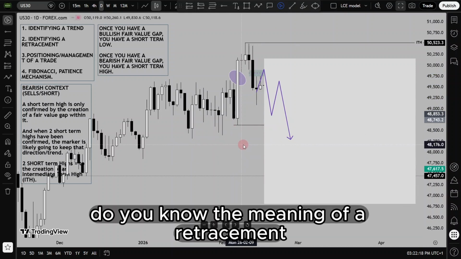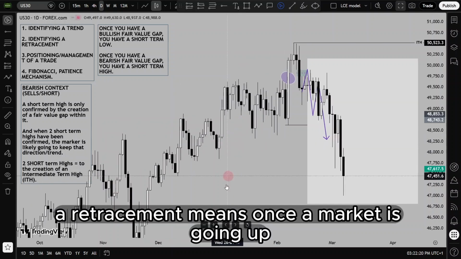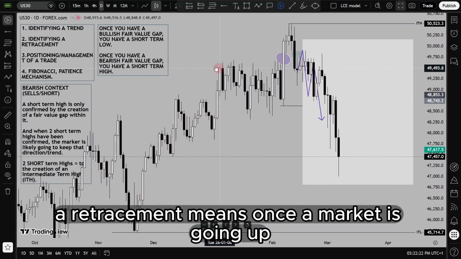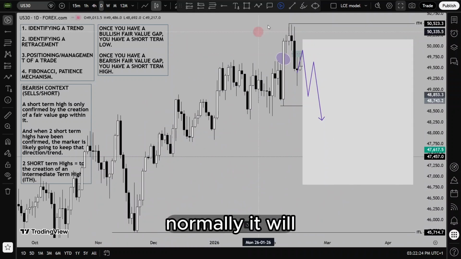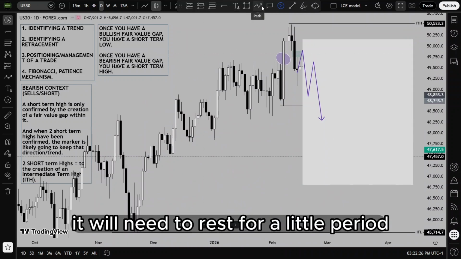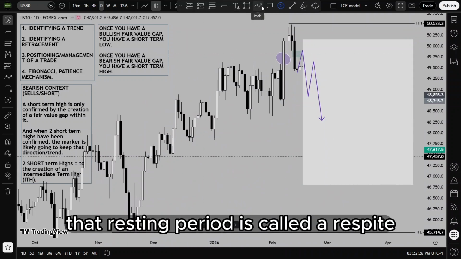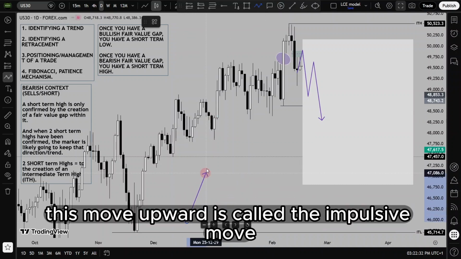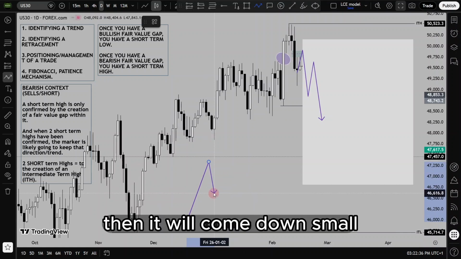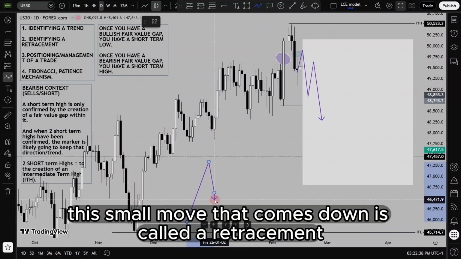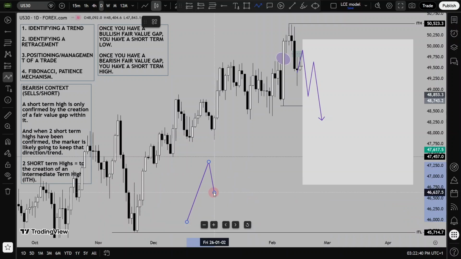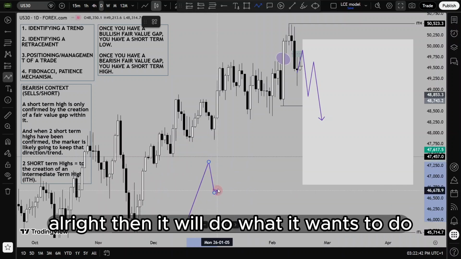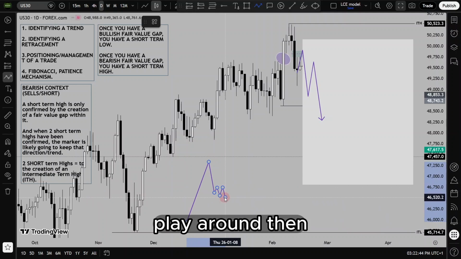Do you know the meaning of a retracement? A retracement means once a market is going up, normally it will need to rest for a little period. That resting period is called a retracement. For example, the market is buying, going up. This move upward is called the impulsive move. Then it will come down small. This small move that comes down is called a retracement. Then it will do what it wants to do, maybe play around.